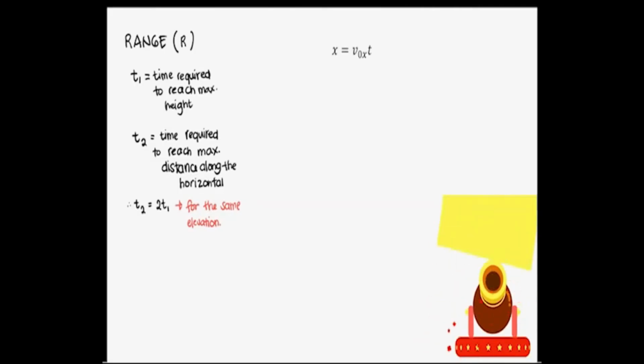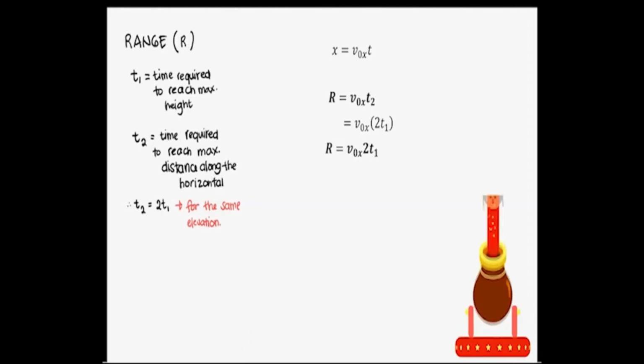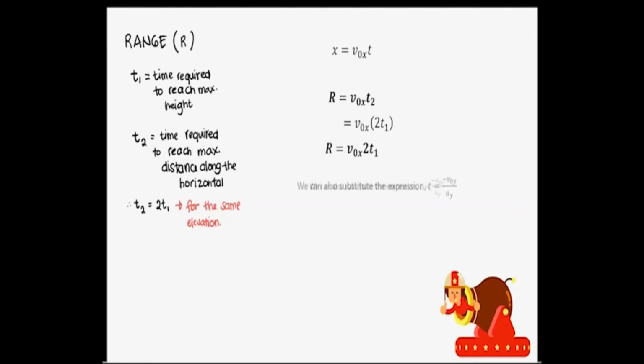Now, recall that the horizontal position at any time for a projectile is just equal to v sub 0x times t. Substituting the values for t here, R is just equal to v sub 0x times t sub 2. t sub 2 is the time required to reach the maximum distance along the horizontal. Okay? Now, substituting the value for t sub 2, which is equal to 2 times t sub 1, range is also equal to v sub 0x times 2 times t sub 1.